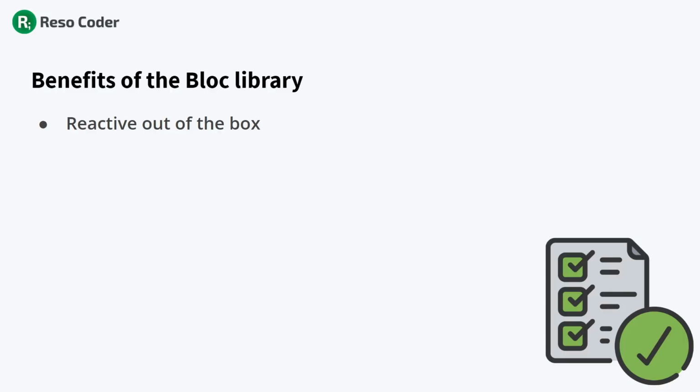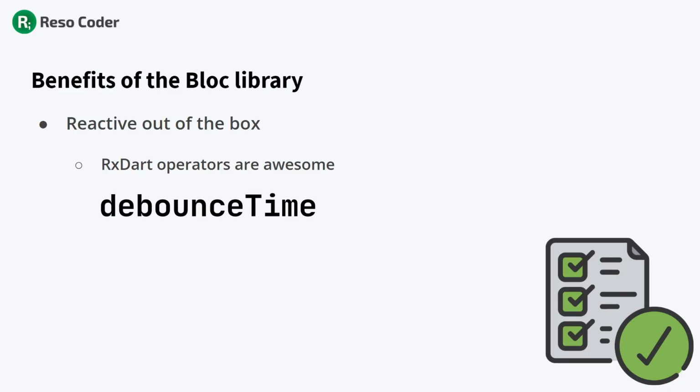And additionally, you can apply all sorts of RxDart operators on the stream of states which are going out of the Bloc, and also on the stream of events which are incoming to the Bloc. For example, you can use the debounce time operator, which is useful for auto search functionality, where you want to start searching for a query only after the user has stopped typing into the text field for a while.